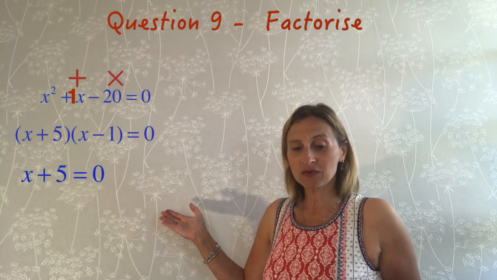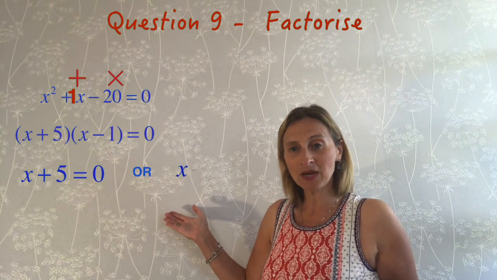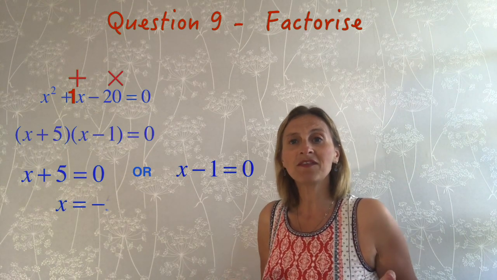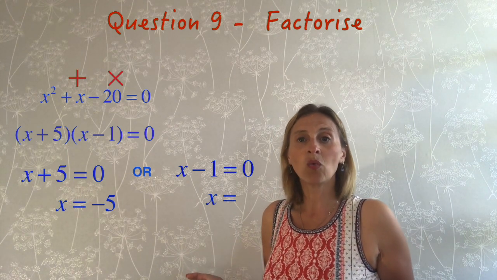x plus 5 can equal 0, or x minus 1 can equal 0. And then we solve each one. x can equal negative 5, and x can equal 1. Again, we have two equations. Because of the x squared, we have two answers.